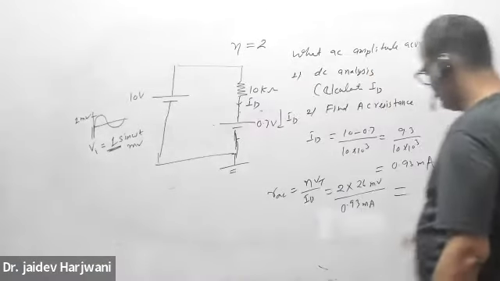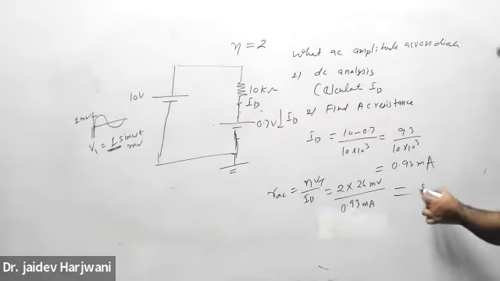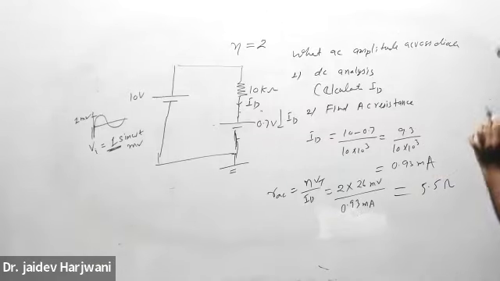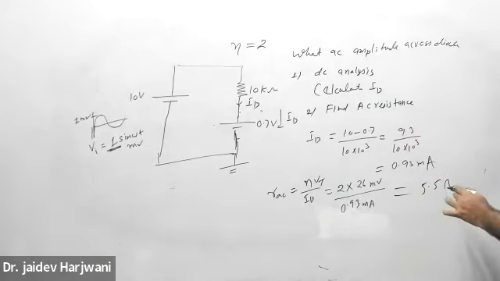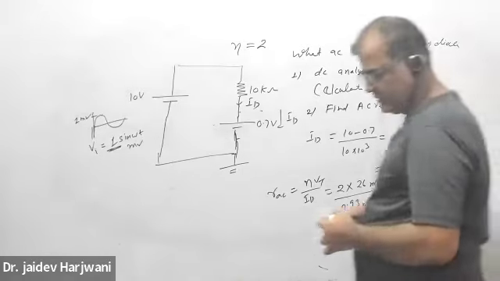5.59 ohm. Okay, 5.59 ohm, this becomes RAC. Okay, now do it.